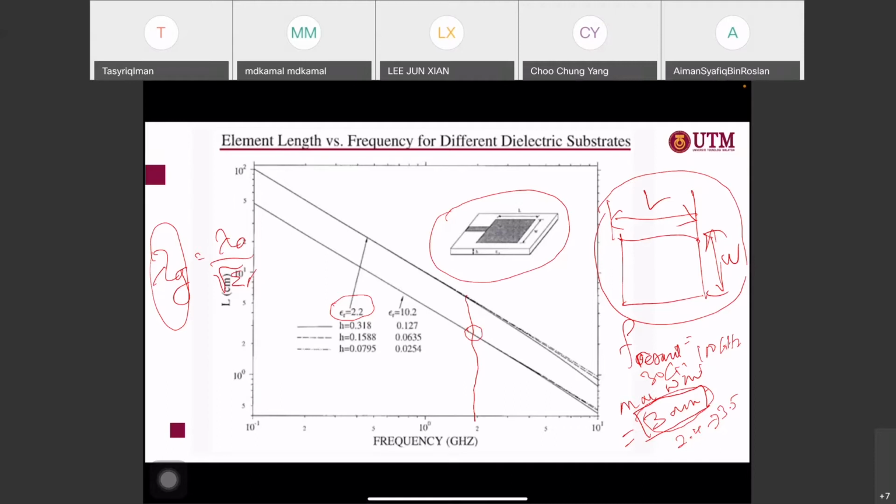But you know that if you increase the substrate material and then you increase the thickness, what happens here is you are producing more surface wave. Surface wave happens if you have a thick substrate. Okay, so we will look at that later.